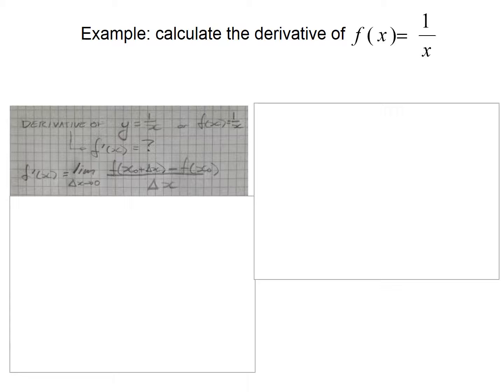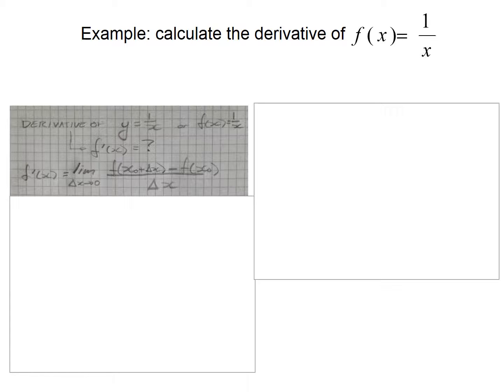So we need to think about f dash of x is equal to this thing, the limit when delta x goes to 0. Okay? So we're going to get an equation and we're going to make delta x go to 0. And it's just f of x plus delta x minus f of x, all over delta x. Okay? So we can then start to substitute in our equation over here, right? So this guy here, it's very easy. That's going to be 1 over x.